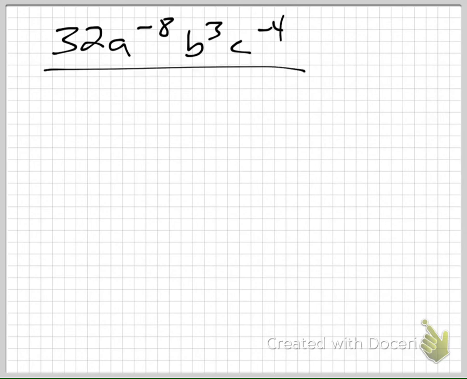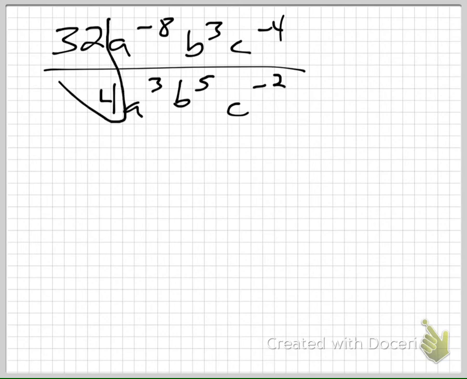Let's do 4b at the bottom of 411. 32a to the negative eighth, b to the third, c to the negative fourth, over 4a to the third, b to the fifth, c to the negative second. I want no negative exponents. Okay? Any negative exponent, you got to fix it around so that there's no negative exponent. All right, here we go. You're watching. Even if you're not done, you're watching now.